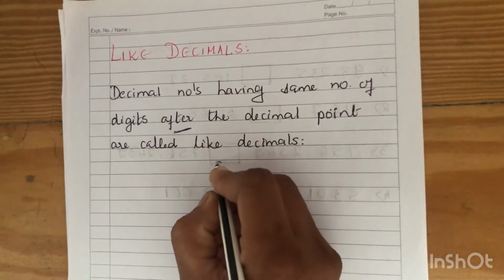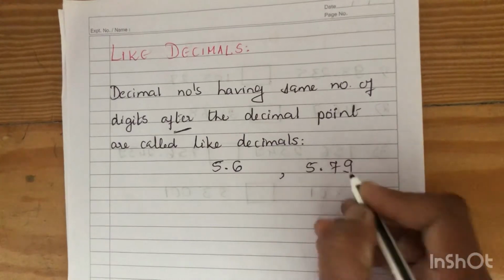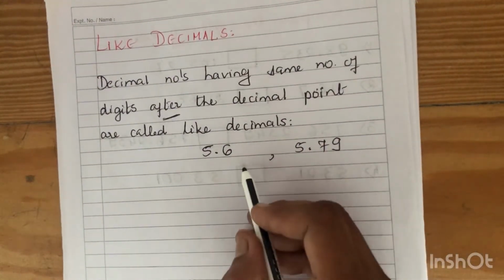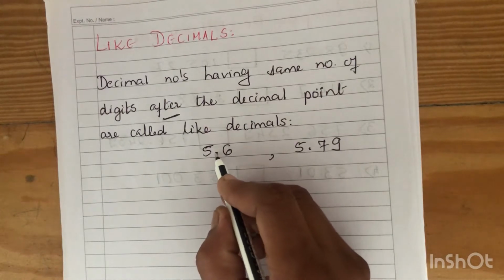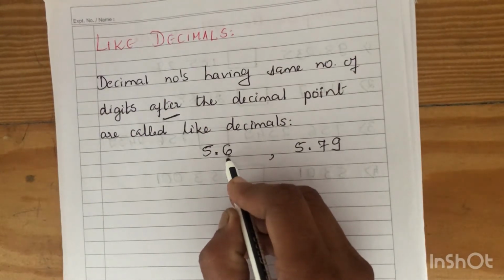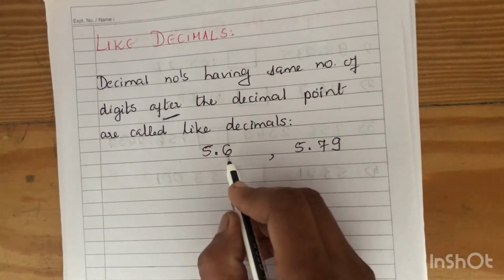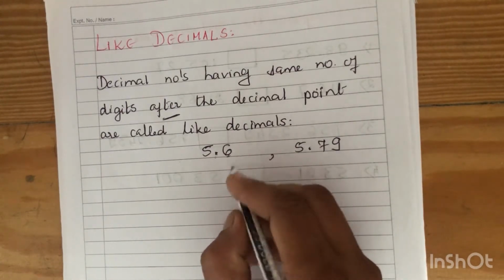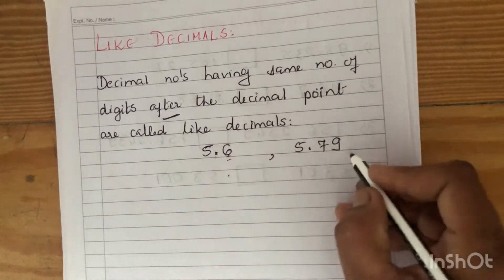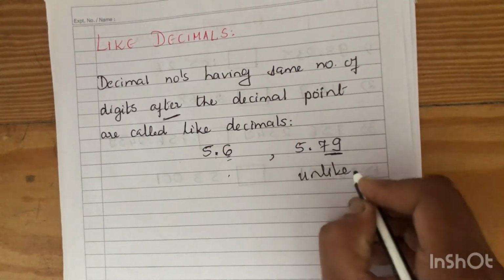For example, if I have written here 5.6 and 5.79, how will you know how many decimal places each has? You will count the number of digits after the decimal point. You are not going to focus on the number of digits before the decimal point. Here after the decimal point there is 1 digit, that is 1 decimal place, and here you have 2 digits after the decimal point, right? So they are unlike decimals.